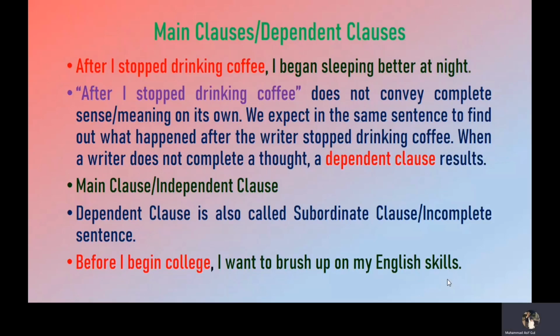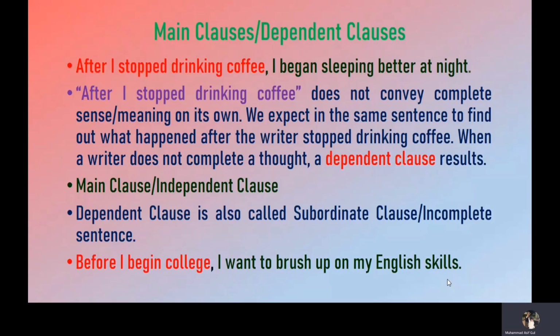We cannot understand it completely unless we have this other clause, I began sleeping better at night. So after I stopped drinking coffee is a dependent clause. A dependent clause is also called a subordinate clause, or it is also called an incomplete sentence. And the same goes for this next sentence. Before I begin college, I want to brush up on my English skills.